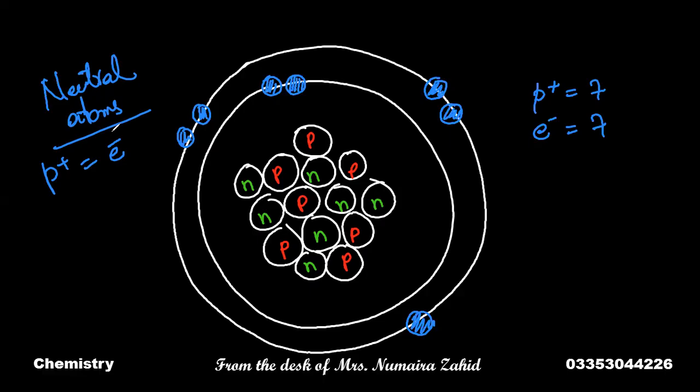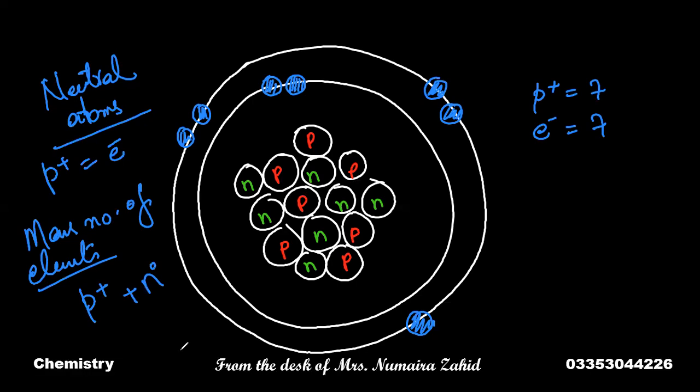Now, how can we find out the mass number of an element? So what is the mass number of an element? The mass number of an element can be found by adding the number of protons and the number of neutrons. If you can find how many protons and how many neutrons are found in the nucleus of an atom, you can find the mass number of an element. For example, here there are 7 protons and how many neutrons? 1, 2, 3, 4, 5, 6, 7.